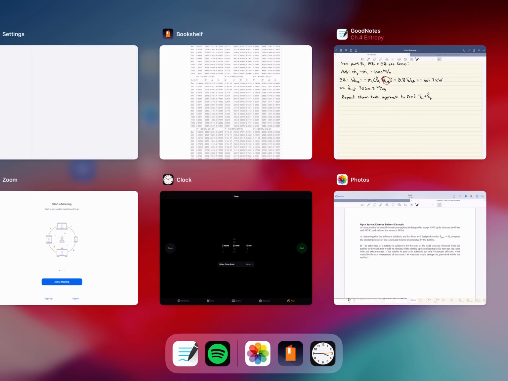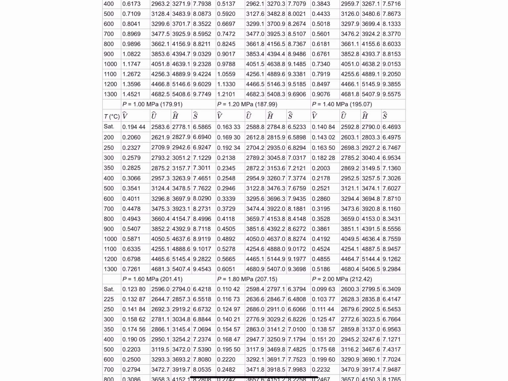Since the pressure is still the same, still 1 megapascal, we're going to go to the P equals 1 megapascal superheated steam table. We're going to look for enthalpy values that are slightly above and slightly below the 3020 value. Okay? And so we see at 250 we're at an enthalpy of 2942, and at 300 we're at an enthalpy of 3051. So we're going to interpolate across the 250 and the 300 temperature values.